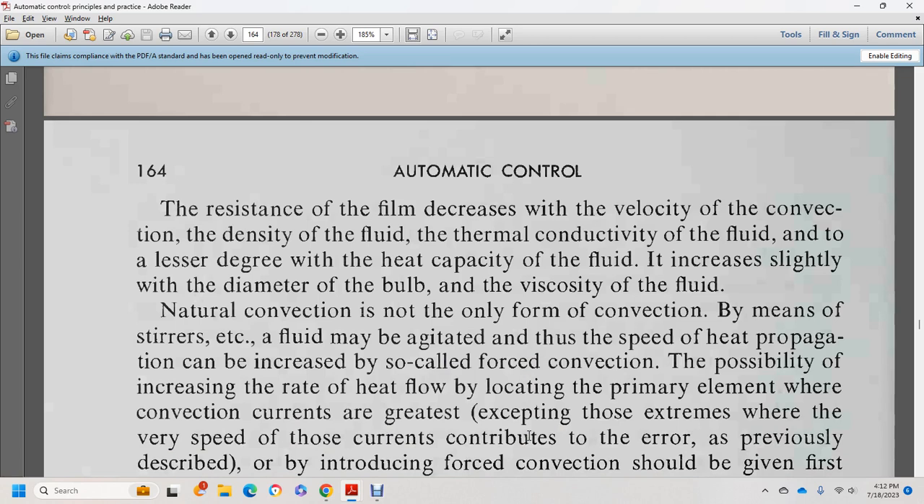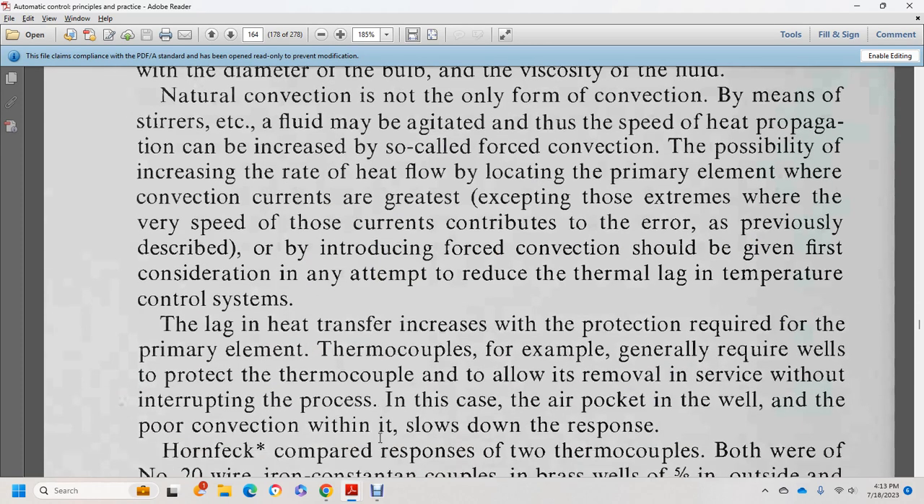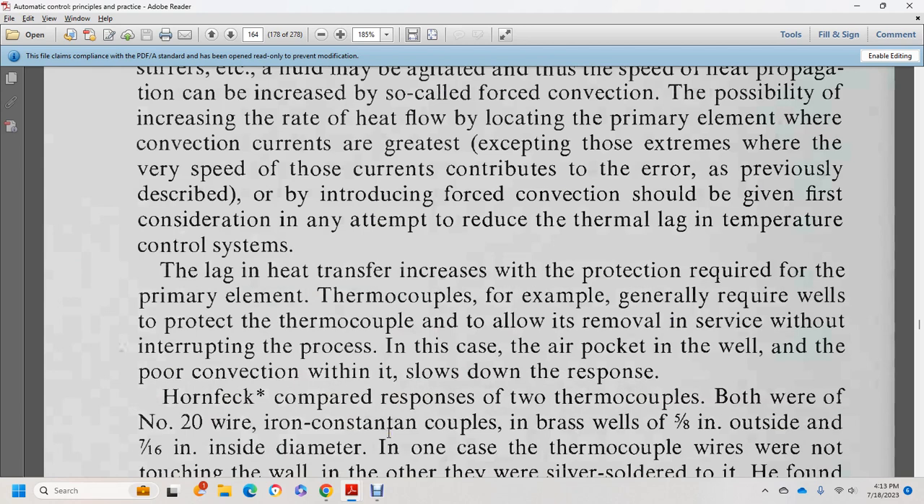There is a possibility to increase the rate of heat transfer by locating the primary element where the convection currents are greater, and to be aware of the varied speed of the currents, as previously described. Introducing forced convection should be given first consideration in an attempt to reduce the thermal lag in the temperature control system. Lag in the heat transfer increases the protection required for the primary element of the thermocouple.